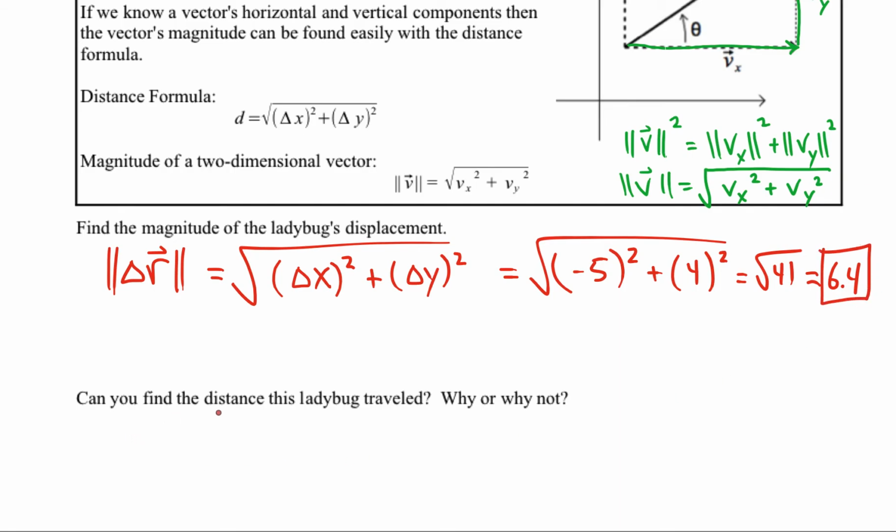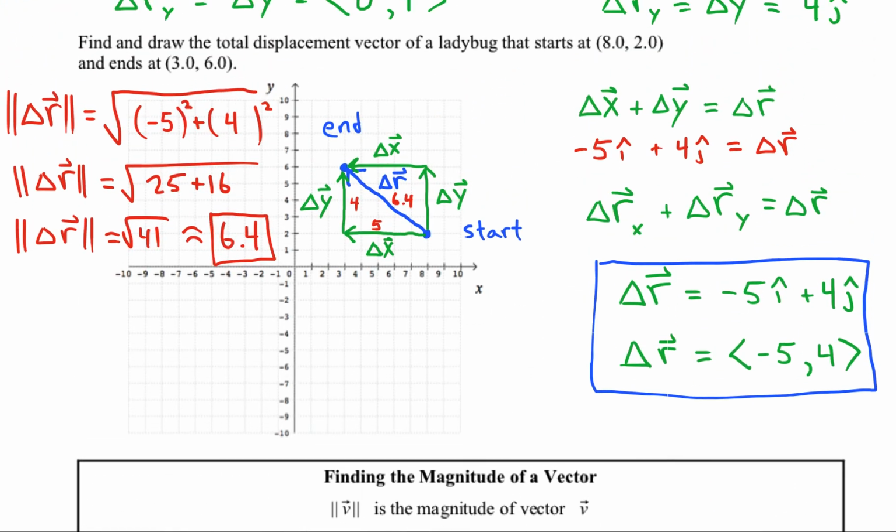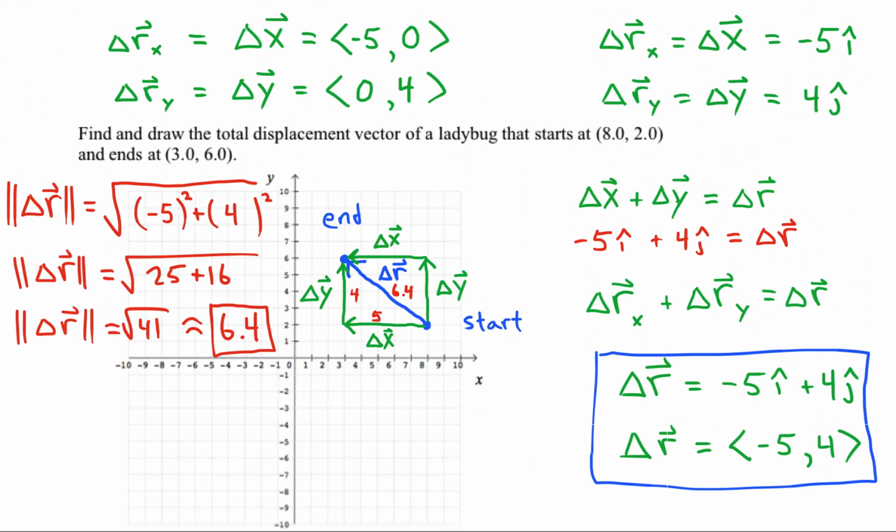Okay, now, can you find the distance that the ladybug had actually traveled? Why or why not? All right, so in the picture we see a displacement for the ladybug. So she starts off here, and she ends up here. But they never actually said how she got there. She might have taken the diagonal path, or she might have taken one of these paths that are aligned with the x and y directions.